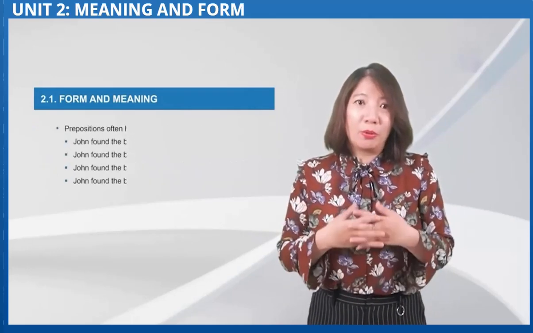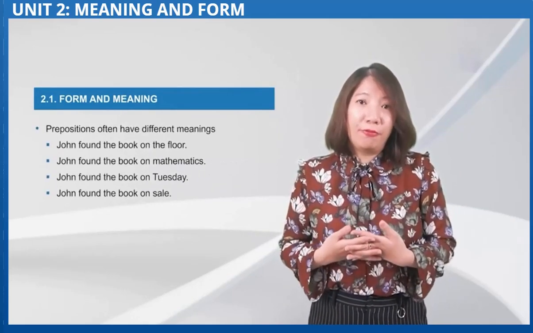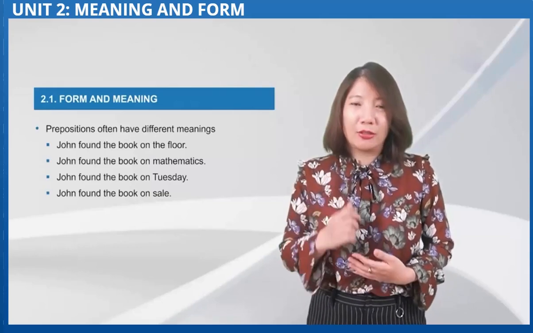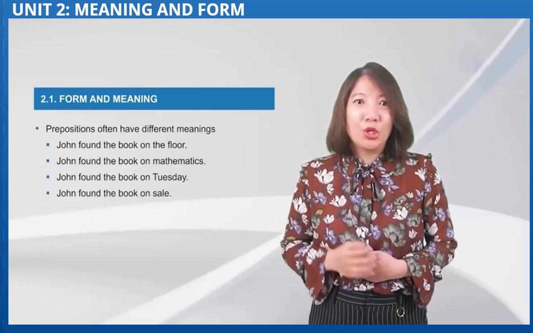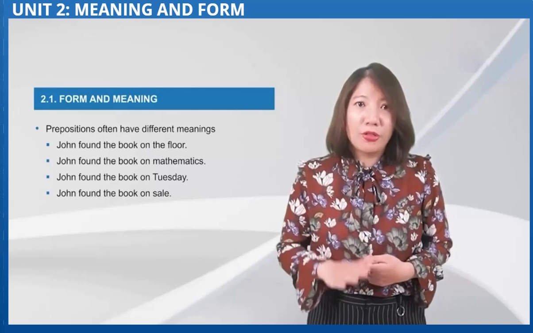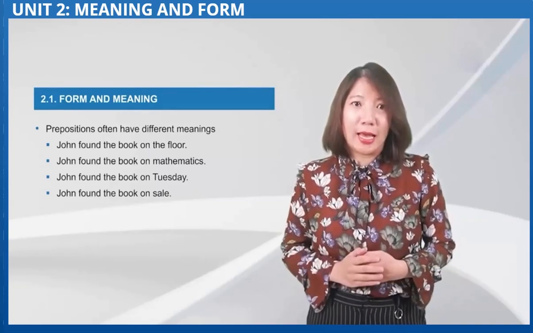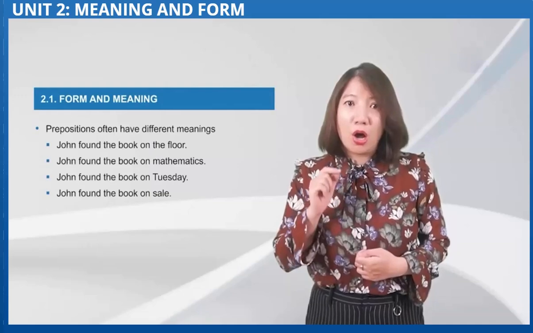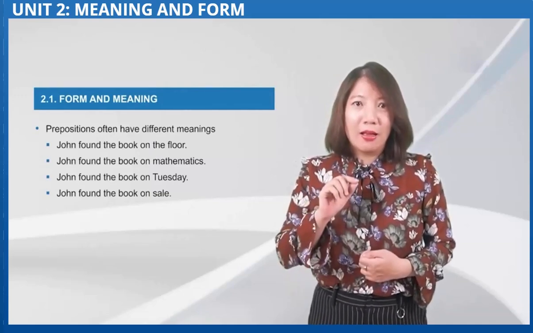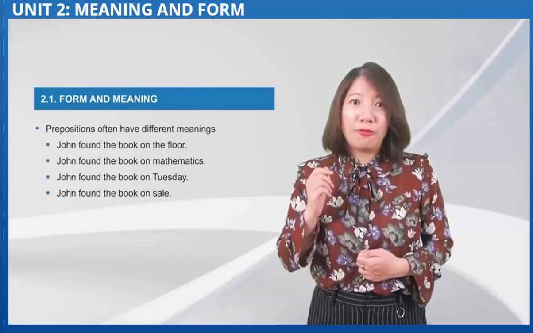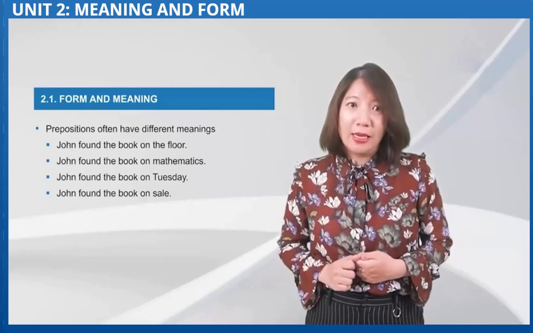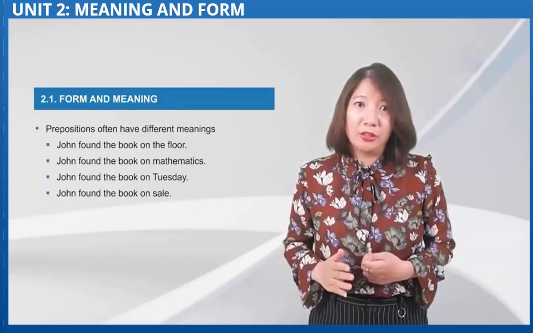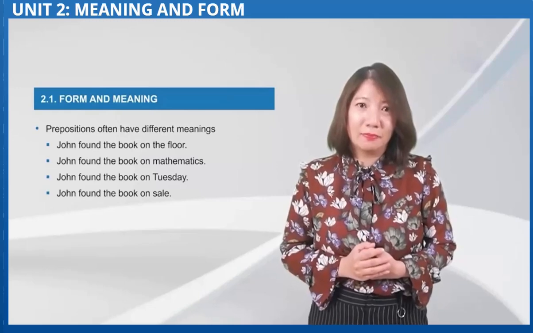And also, prepositions often have different meanings too, which is actually really common. Now, let's look at the example. John found the book on the floor, ở trên sàn. John found the book on mathematics, quyển sách về toán học. John found the book on Tuesday, vào hôm thứ Ba. And John found the book on sale, đang được bày bán.